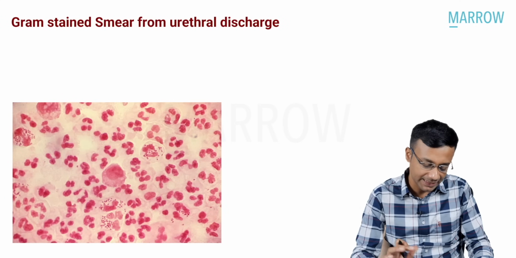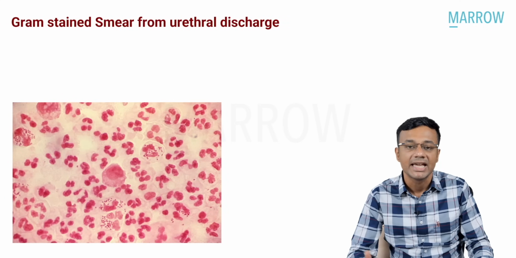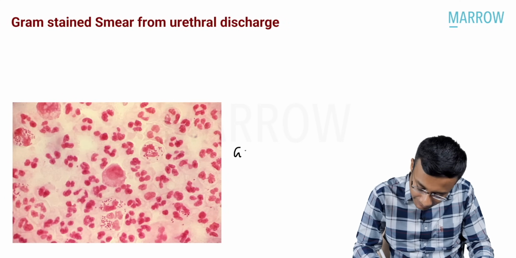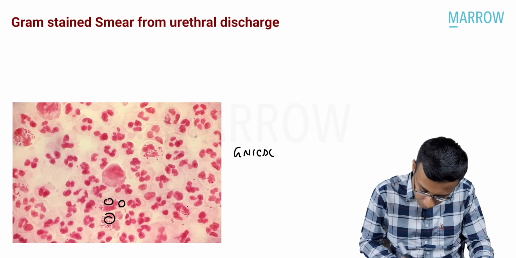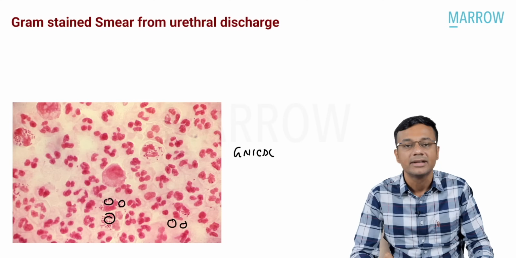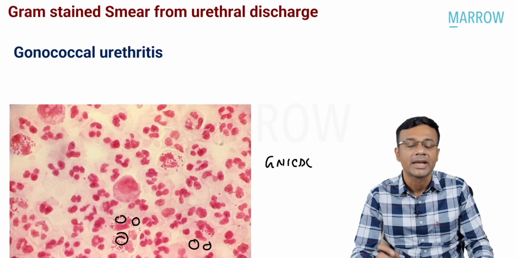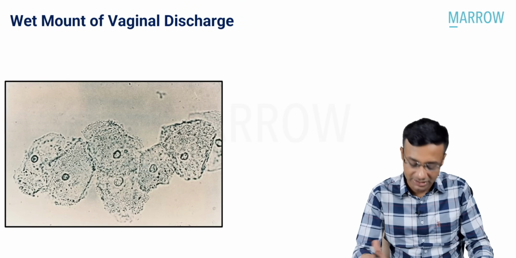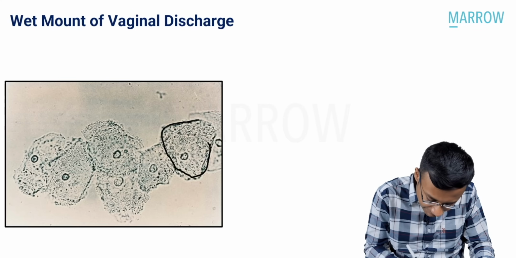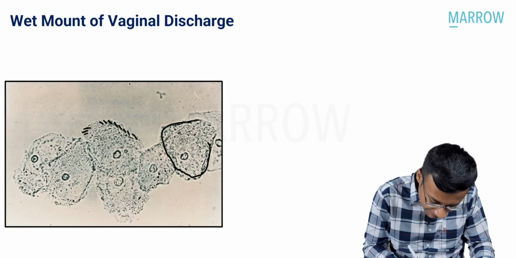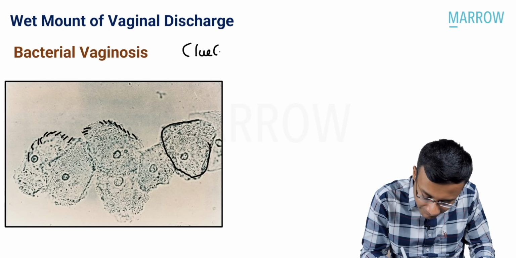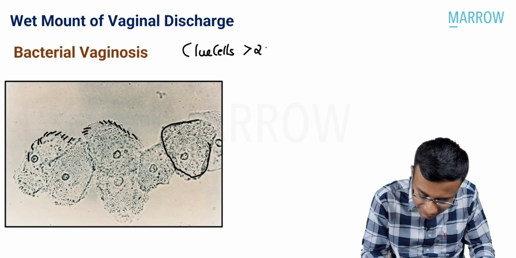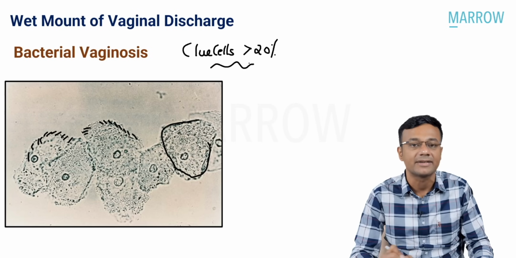So, in the gram stain from a urethral discharge, if you get gram negative intracellular diplococci, as you can see here, frequently intracellular, but you can get it extracellular as well, this is going to be gonococcal urethritis. And when you do a wet mount of a vaginal discharge, if you see this vaginal epithelial cell with a fuzzy border, that's because the surface is covered with bacteria. These are called clue cells. Clue cells, if they are more than 20%, are suggestive of a diagnosis of bacterial vaginosis.